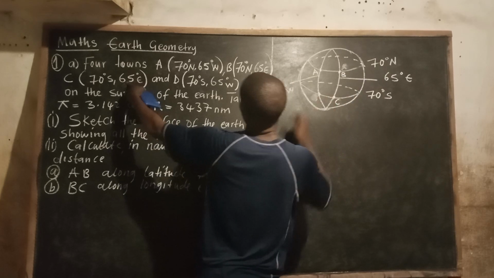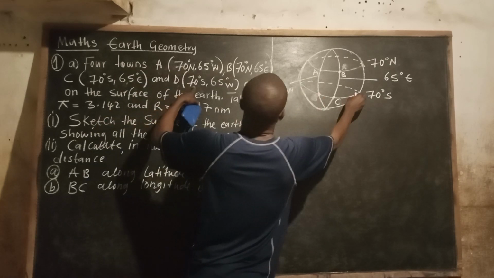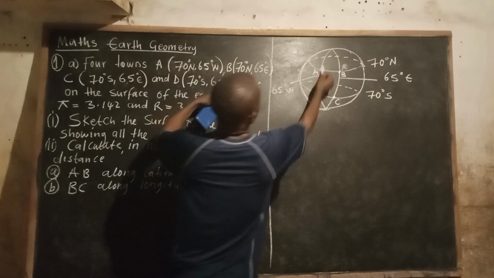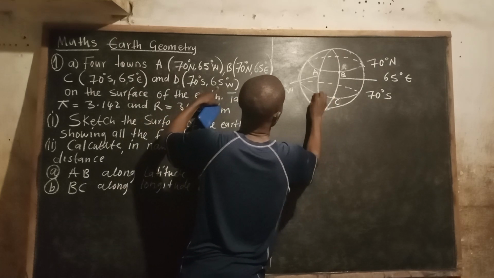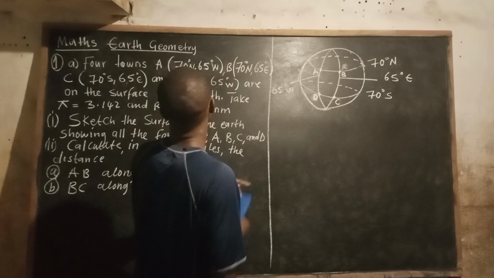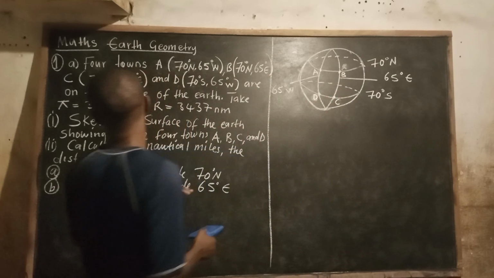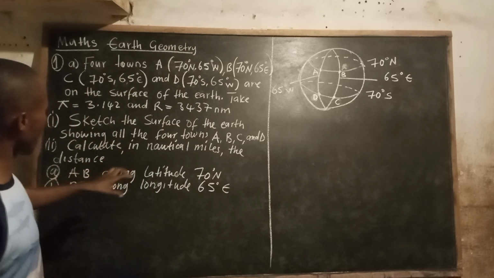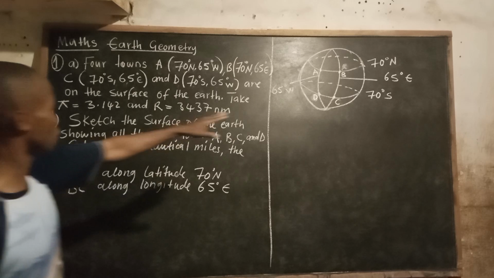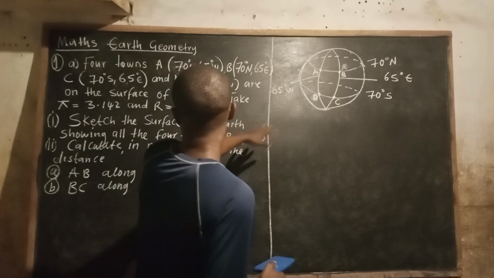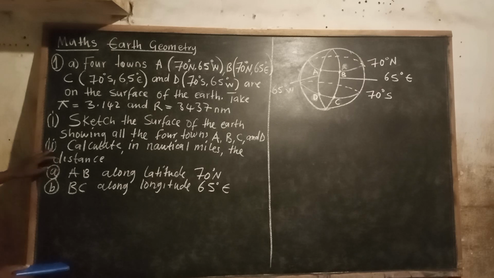We have indicated. Okay. Then D, 70 degrees south, this line. Then 65 degrees west. That is where we are going to put D, west. So D will be here. So this is town A, town B, town C, town D. So that means we are done with question 1, the sketching. We have sketched. Then from there, we are going to bullet number 2.